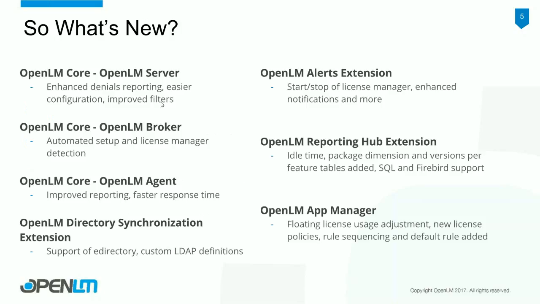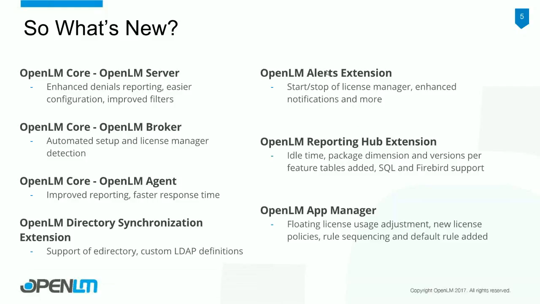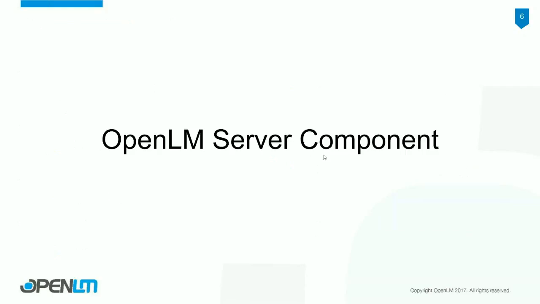Now, what's new? In what part? So everything has been revamped. Everything has a few enhancements added to it. So the OpenLM server had a few, the broker, the agent, also the LDAP synchronization. As we said, we've added the app manager. The alerts extension has been greatly modified to include much more automatic processes, and also a few changes to the reporting hub extension. Now let's jump right in.